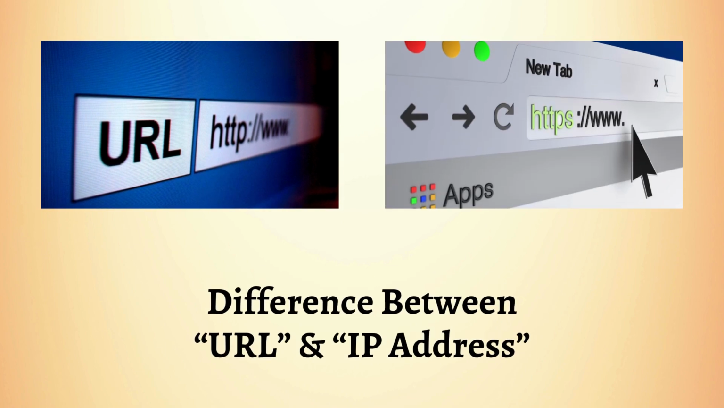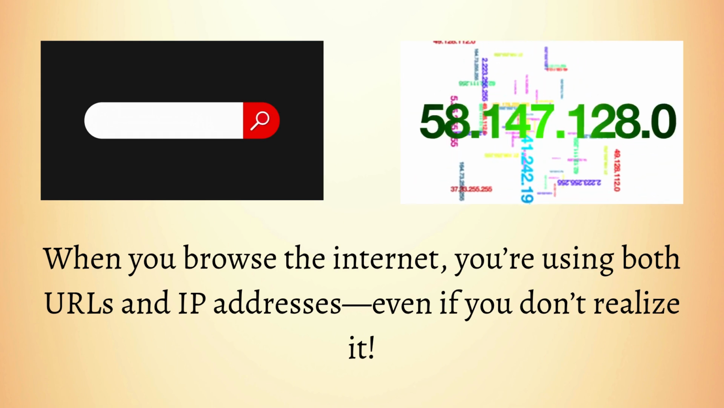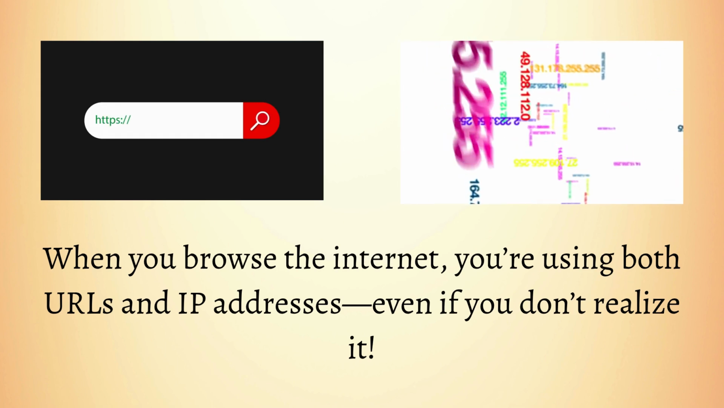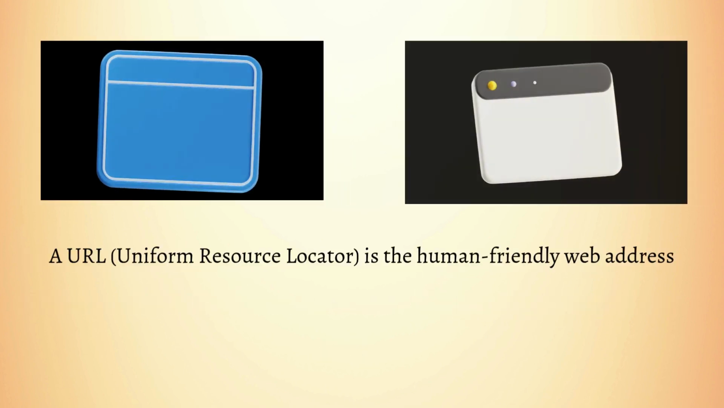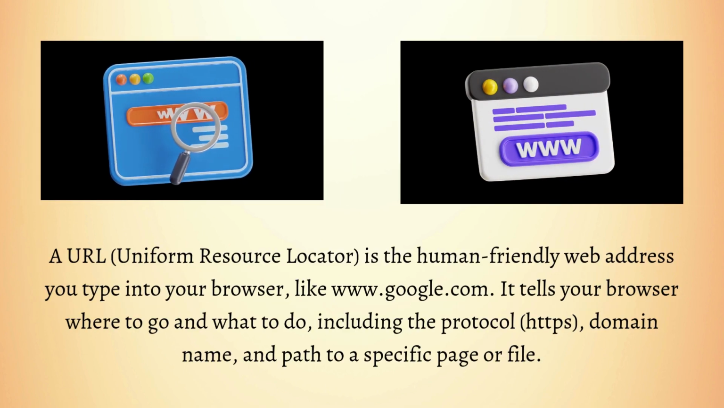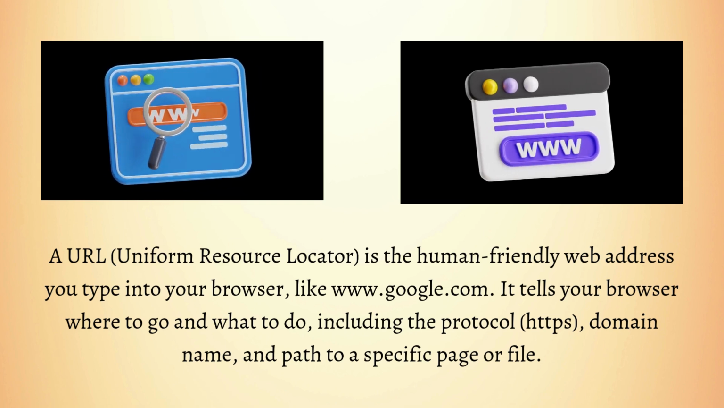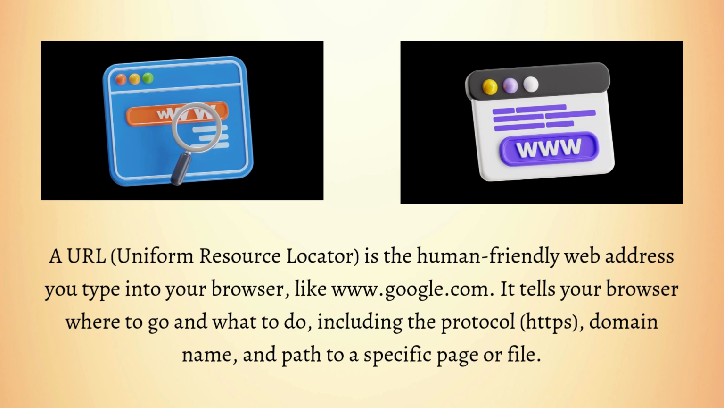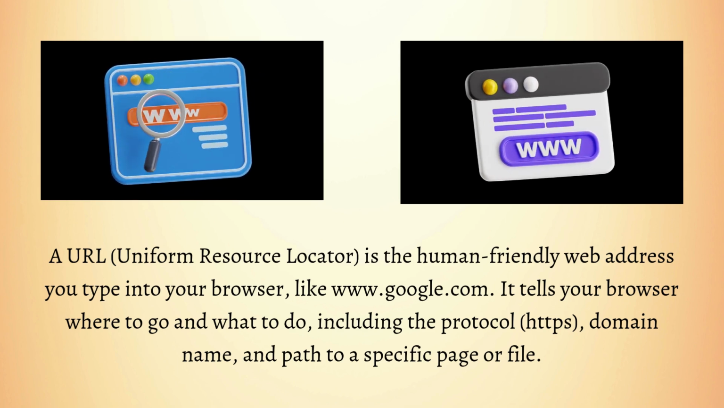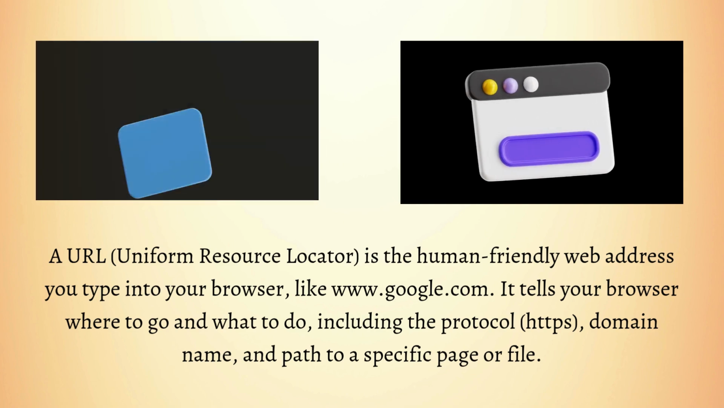Difference between URL and IP address. When you browse the internet, you're using both URLs and IP addresses, even if you don't realize it. A URL, Uniform Resource Locator, is the human-friendly web address you type into your browser, like www.google.com. It tells your browser where to go and what to do, including the protocol, HTTPS, domain name, and path to a specific page or file.